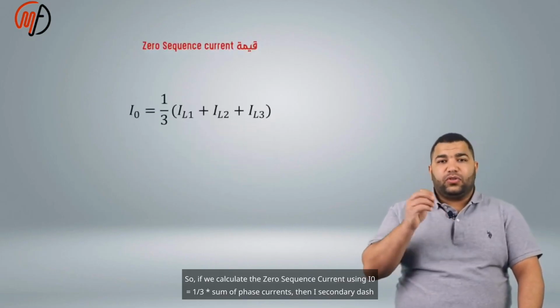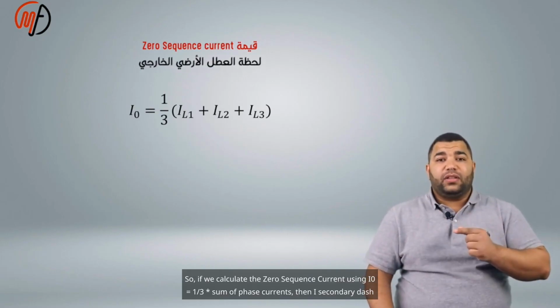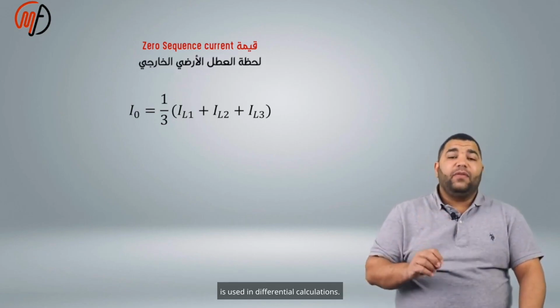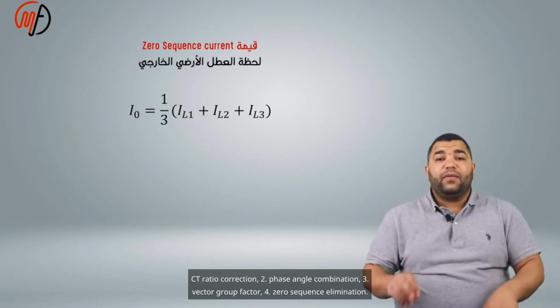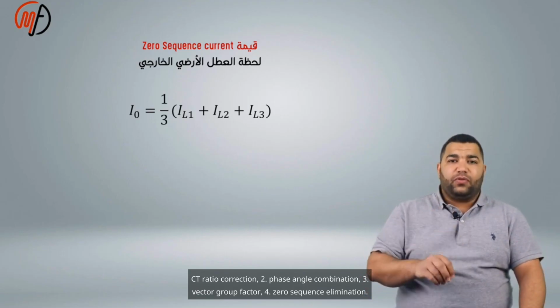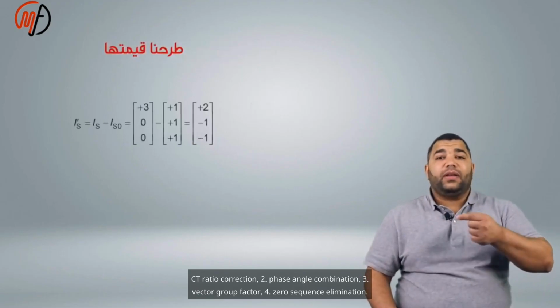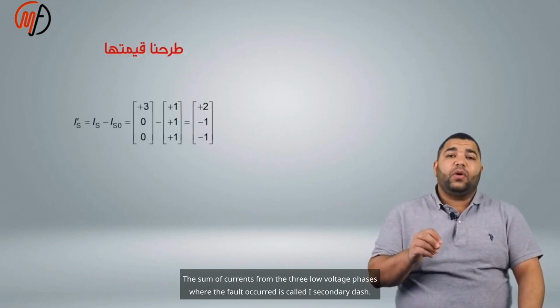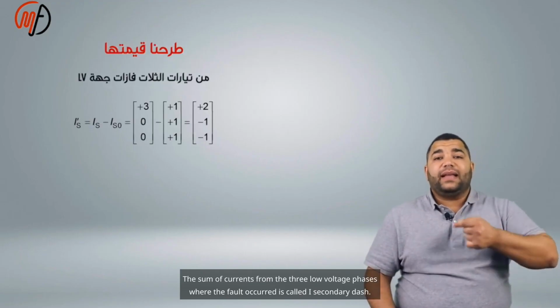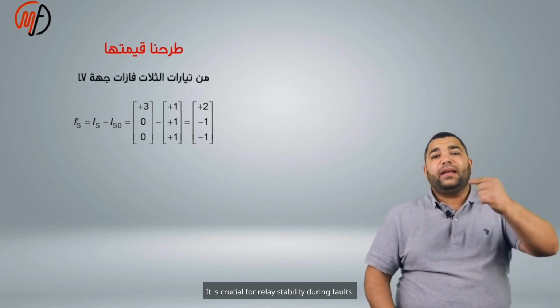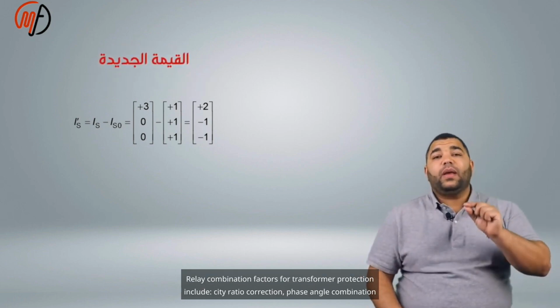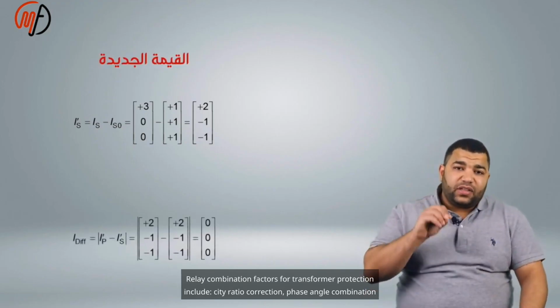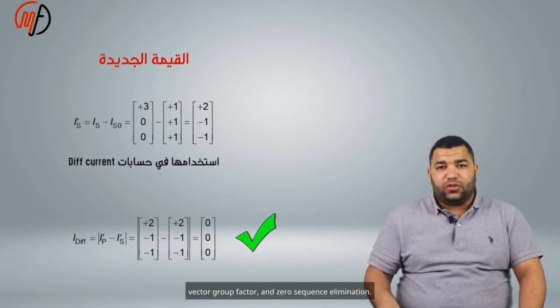So, if we calculate the zero sequence current using I0 or 1/3 sum of phase currents, then I secondary dash is used in differential calculations. Relay factors: 1, CT ratio correction, 2, phase angle combination, 3, vector group factor, 4, zero sequence elimination. The sum of currents from the 3 low voltage phases where the fault occurred is called I secondary dash. It's crucial for relay stability during faults. Relay combination factors for transformer protection include CT ratio correction, phase angle combination, vector group factor, and zero sequence elimination.